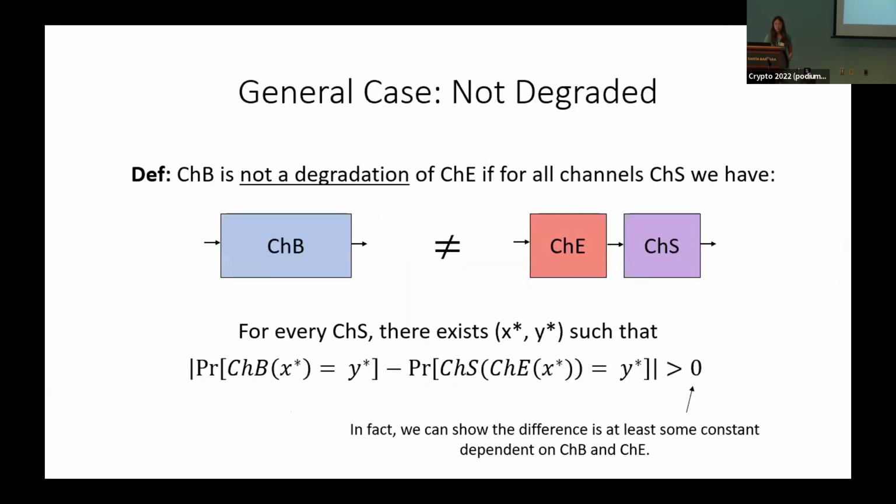More generally, recall that we wanted to create a scheme whenever we didn't have the degradation condition. So what does it mean when we don't have degradation? It means that no matter what channel S Eve concatenates to her own channel, she can't emulate Bob's channel. More specifically, there's some input symbol X star and some output symbol Y star, such that the crossover probability from X star to Y star is different when you go through channel B than if you go through channel E and then channel S. So this is what we'll utilize.